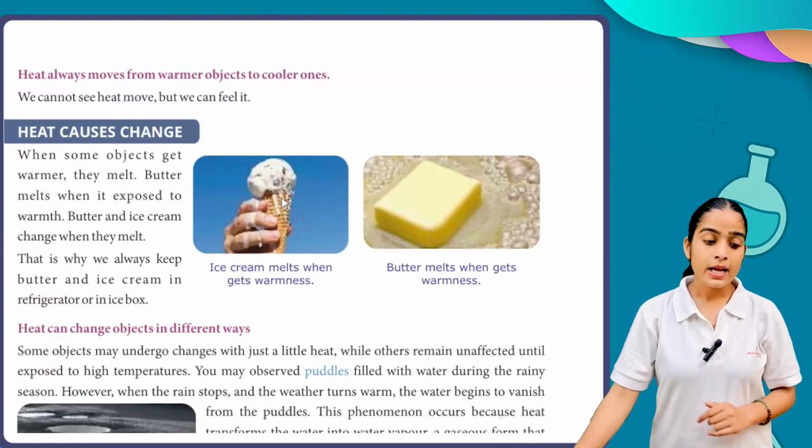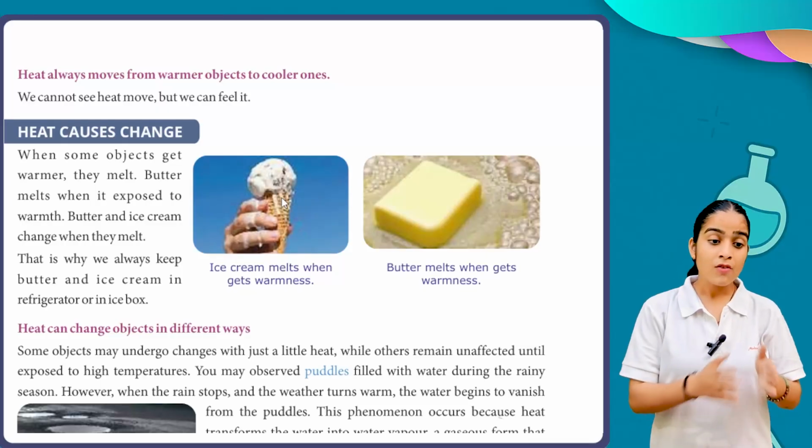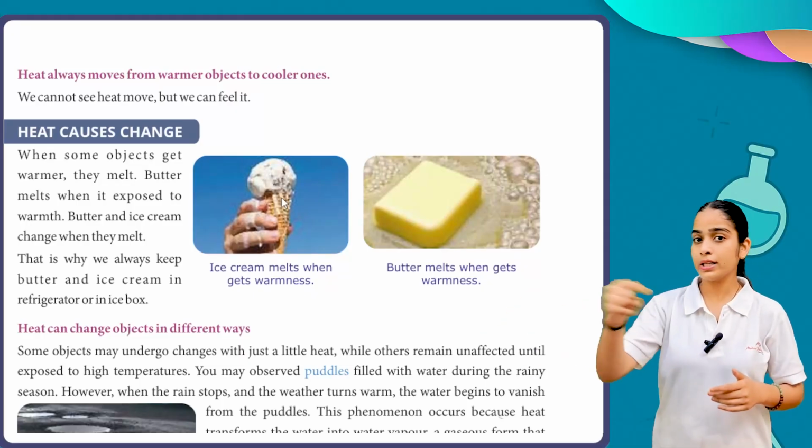That's it. Next, heat always moves from warmer objects to cooler ones. It means we cannot see heat move, but we can feel it. We cannot see heat moving to the other side.